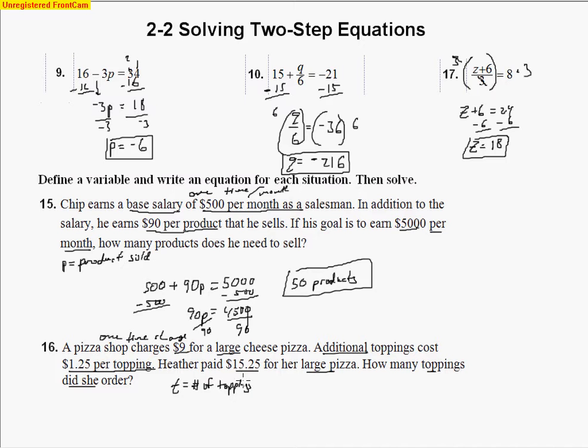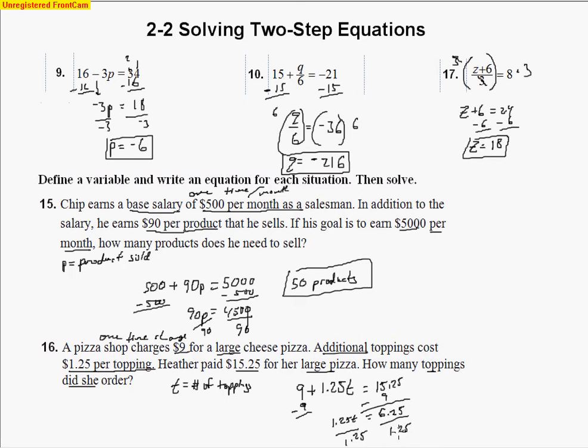So now we're ready to set up. We've got our base charge of $9 plus $1.25 per topping equals $15.25. So if I subtract the $9 from both sides, that's going to give me, borrowing a little bit there, $6.25 equals 1.25t. So now I just have to divide the 1.25 into 625.